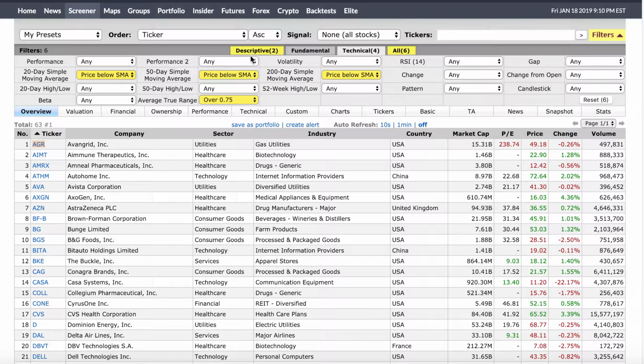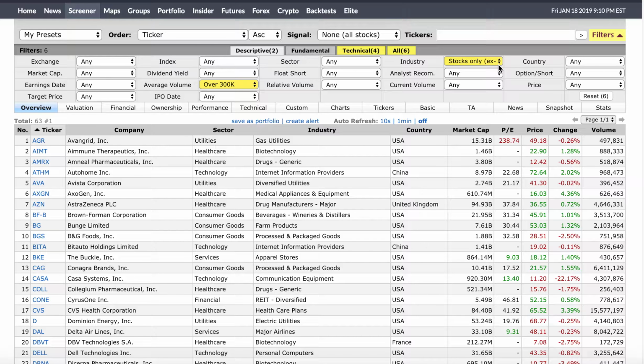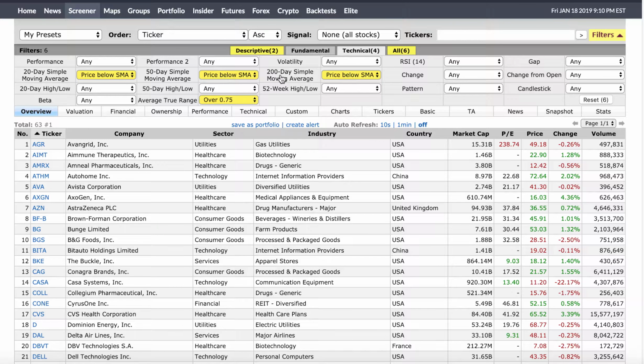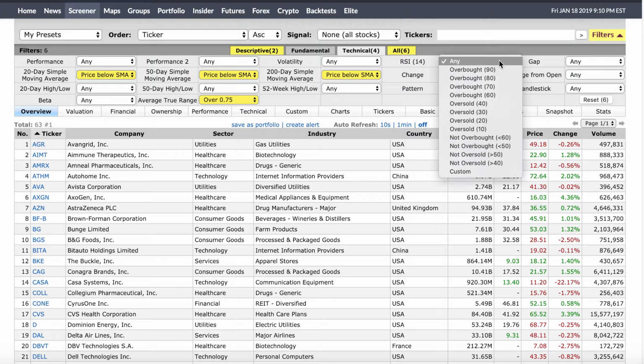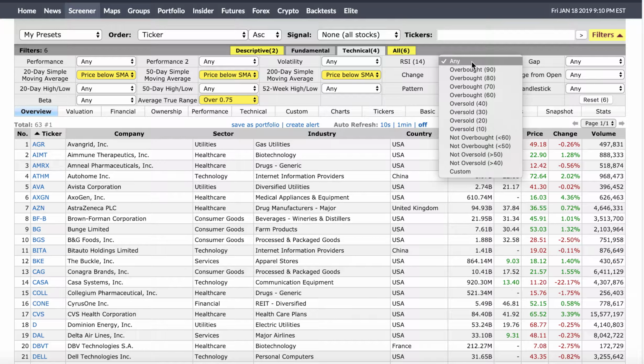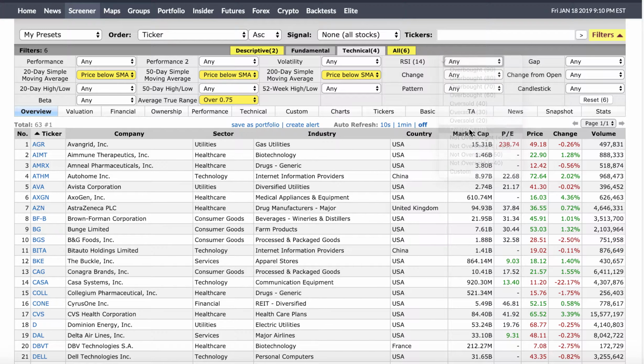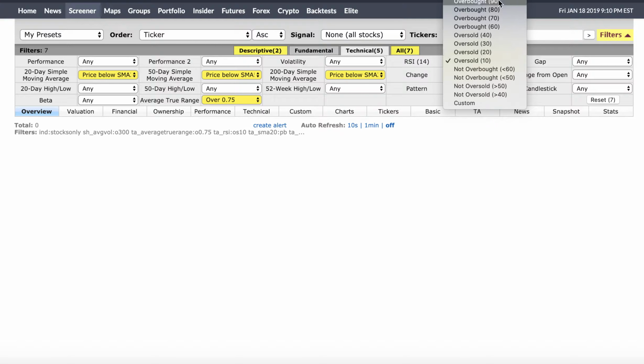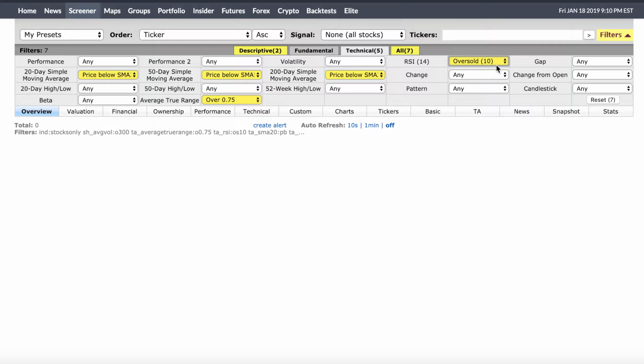So going back to the screener, once again what we did was use stocks only, average volume over 300,000 shares traded, stocks below the 200-day moving average, below the 50, and below the 20. So now the stocks that you find will probably be pretty weak. What you also want to do is use the RSI, the relative strength index. If you see the RSI here, it's going to show you how strong or weak the price is. So I try to look for oversold, which is stocks which have been very, very extended.